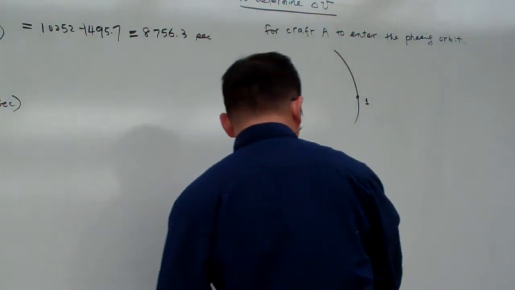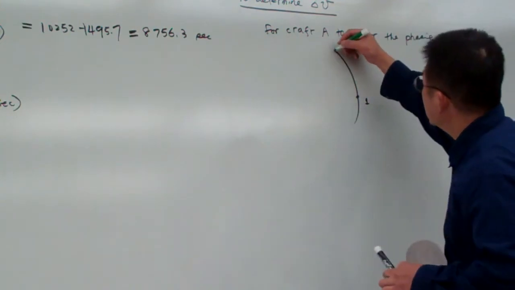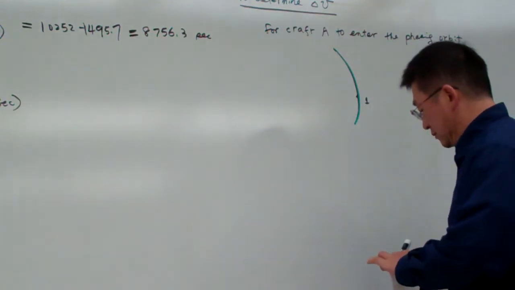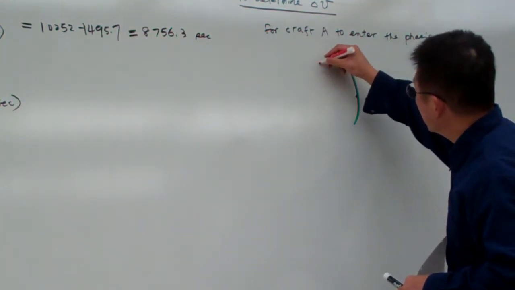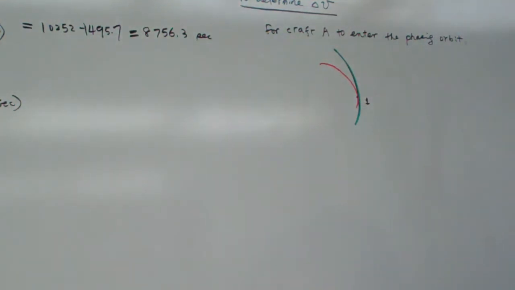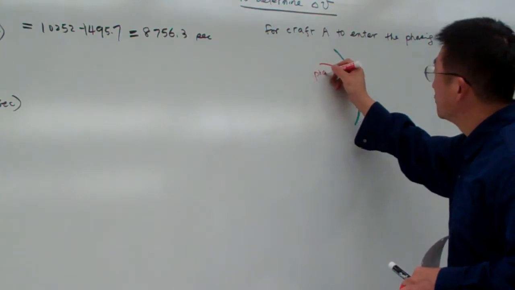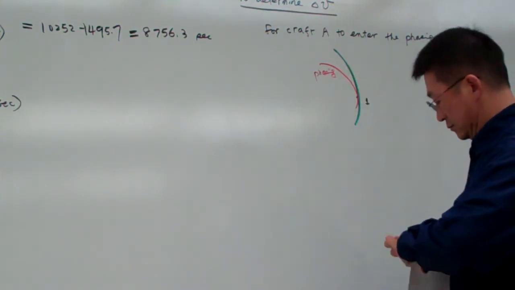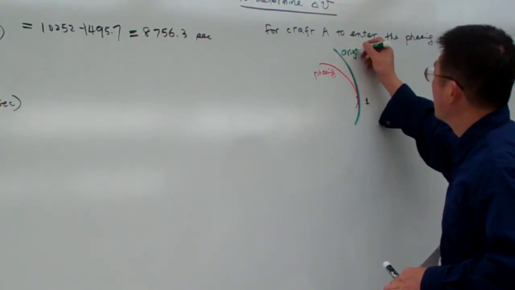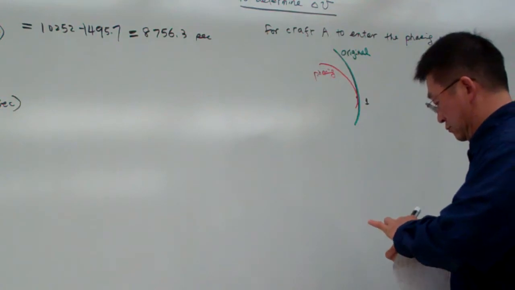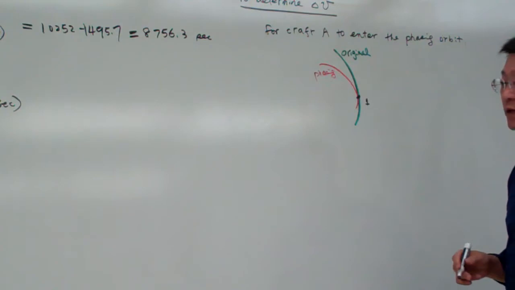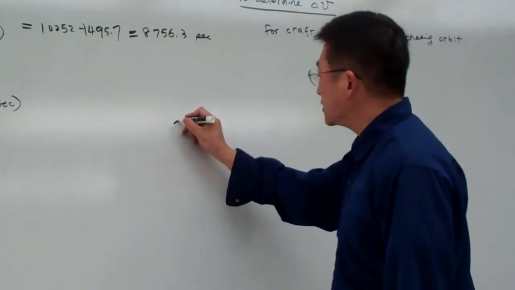Let me use color. This is the original orbit, and this is the phasing orbit. I use the color so that is the phasing, and this is the original. Both are elliptic orbits, and here is our template.